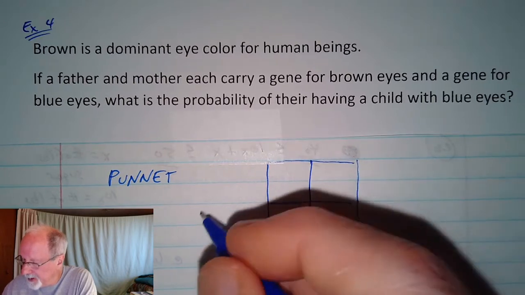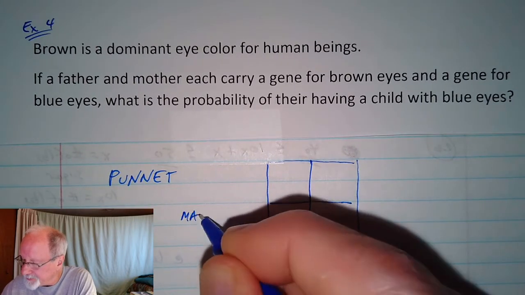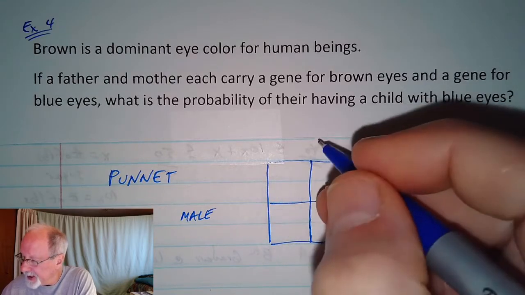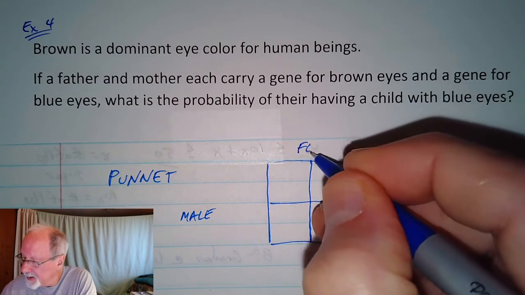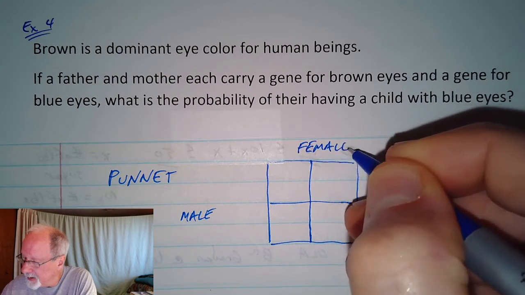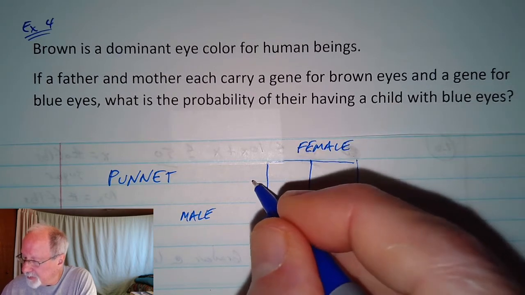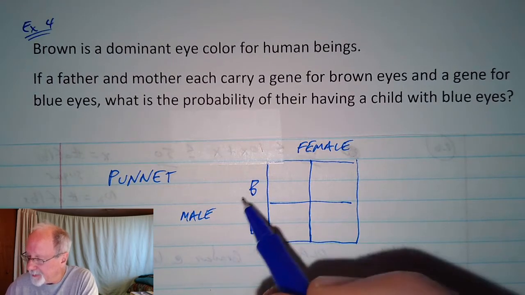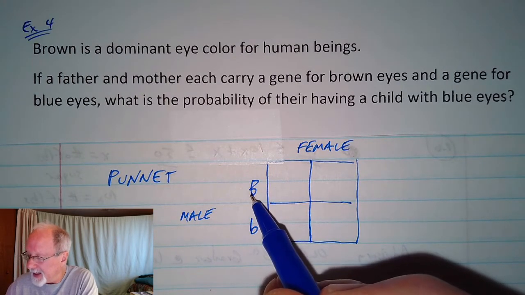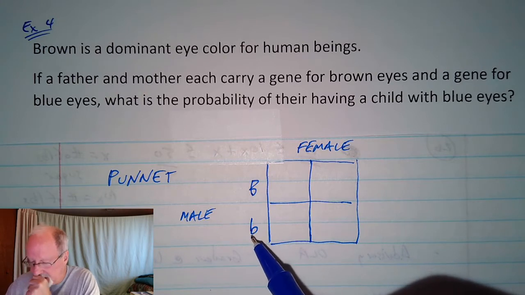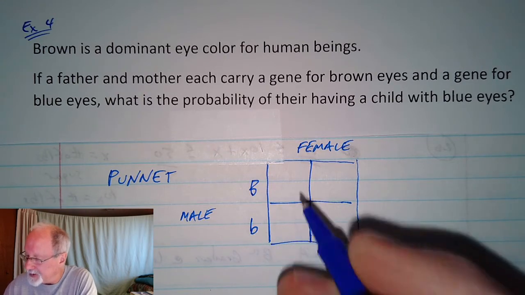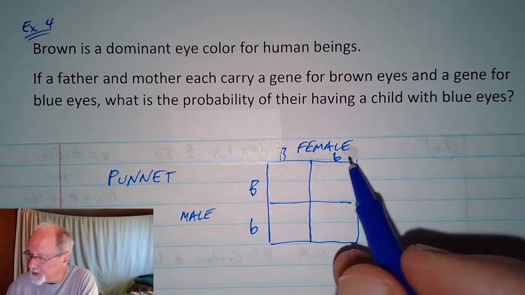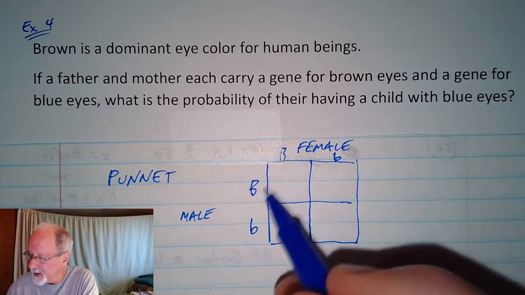And then if I put the male on this vertical side, and I'll put the female here, so brown and recessive brown. So capital B normally means the dominant, and then lowercase b is the recessive, and then same for the female. So you'll have both those genes, and then each square, it's kind of like you're finding the area.